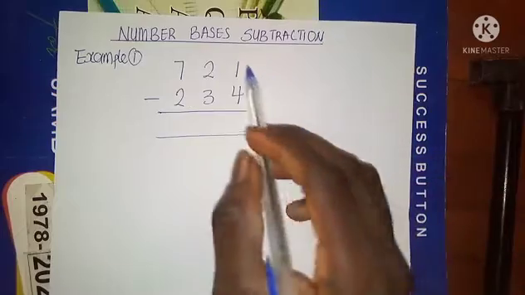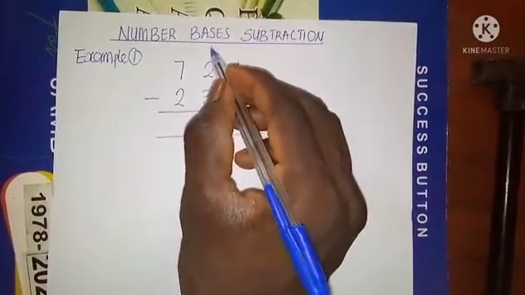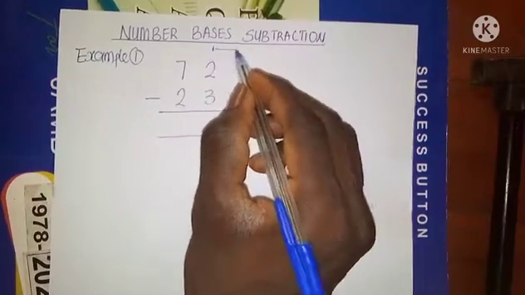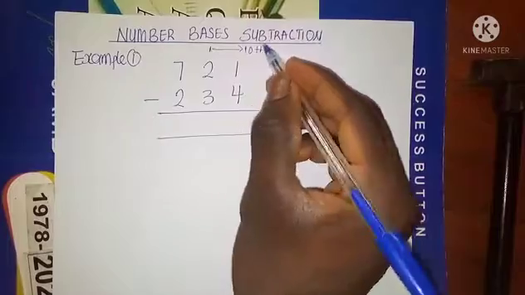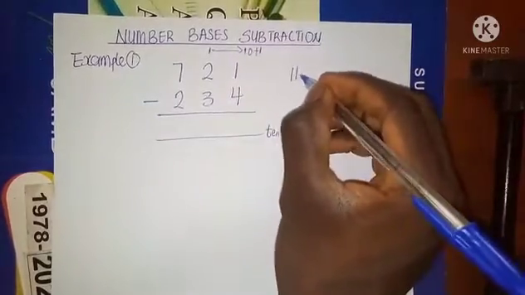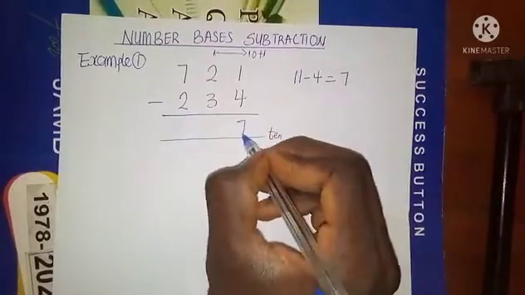So you have to borrow 1. We have to go to this place and borrow 1. So when we borrow 1 from this place and transfer it to this place, this will be 10 plus 1, that's 11. So 11 minus 4, and that's 7. So you are going to write 7.